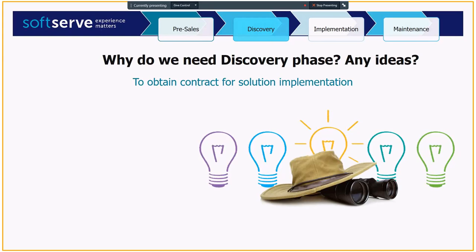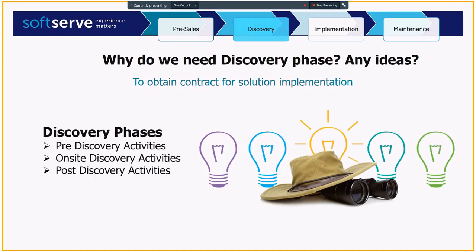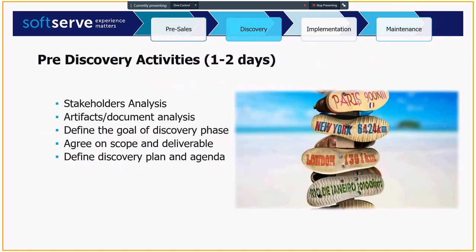The whole discovery phase can be divided into three different phases, which can take from one day to a couple of weeks. The first one is the pre-discovery activities. During the pre-discovery activities, it's about getting a grasp of the company. We are trying to analyze the stakeholders in the company, define the goals, the whole scope, and the whole agenda, because we try to be as transparent as possible with the customer.